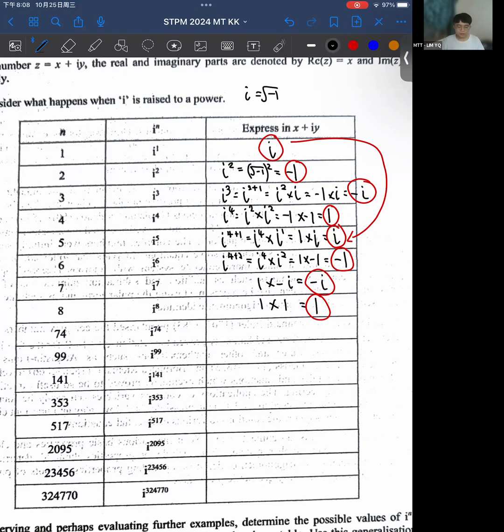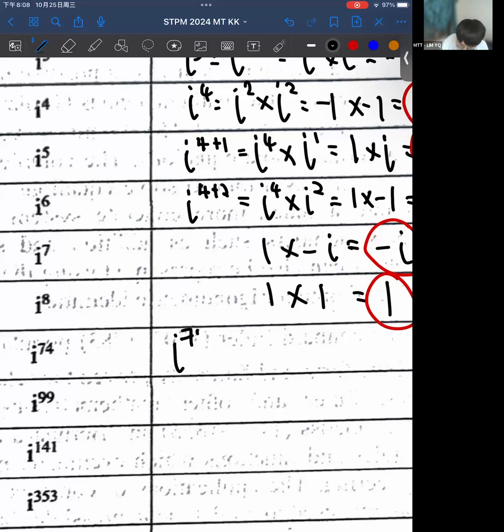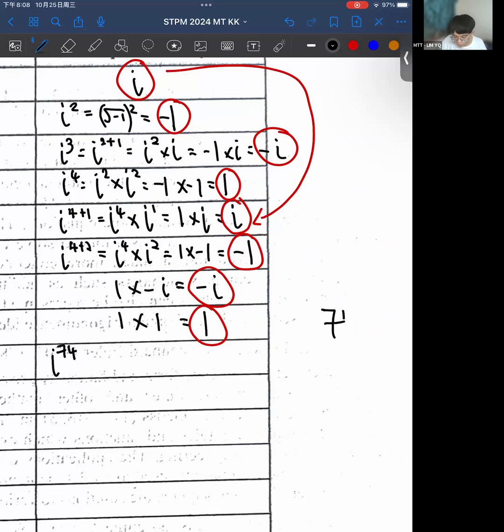Now, I will give you a hint for 74. If you have i power 74, I ask you to do one thing. What is 74 divided by 4?